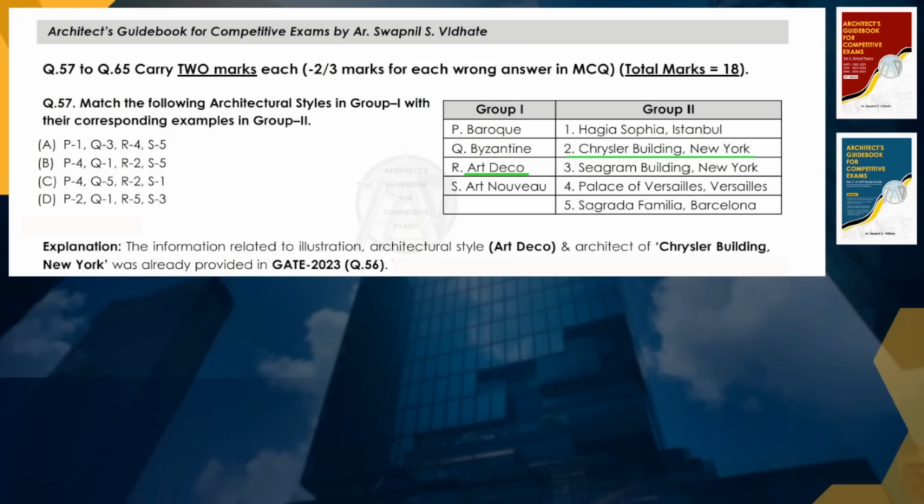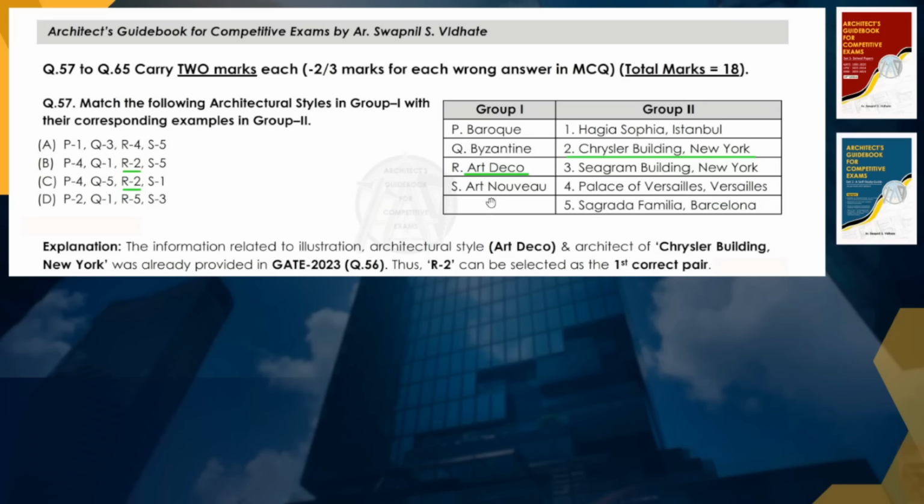Now, the information related to the illustration and architectural style as well as the respective architect of the Chrysler building situated at New York, we have discussed in the recent GATE paper of GATE 2023 at question 56. You can check this particular question in set 1. So the first pair which we can select here is R2, right? This Chrysler building New York shows the Art Deco architecture style. So R2 is the first correct pair, right?